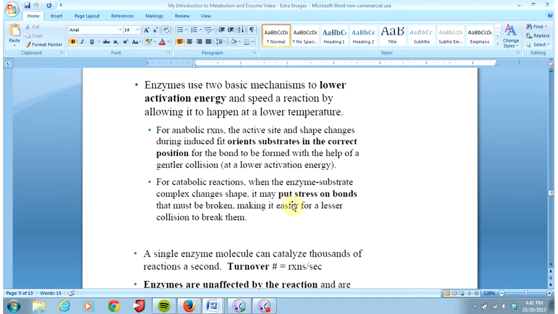If it's a catabolic reaction where we're breaking apart one substrate molecule into several products, the enzyme-substrate complex could put stress on the bonds within that one substrate molecule that makes it easier for them to break.